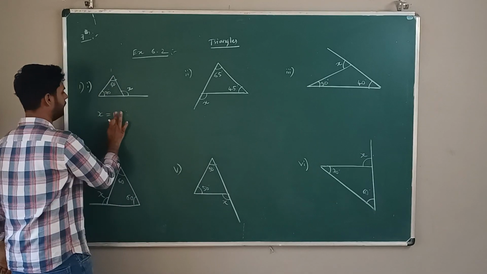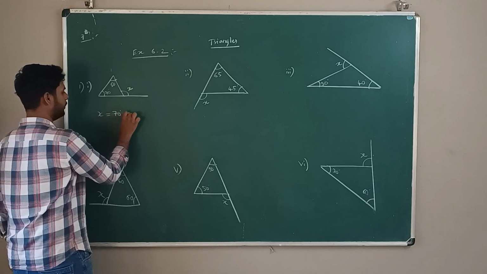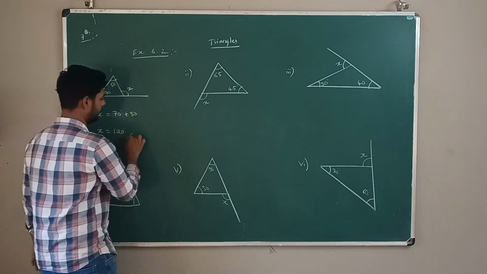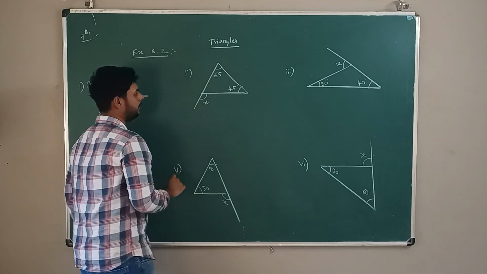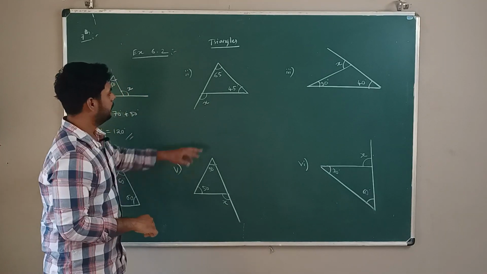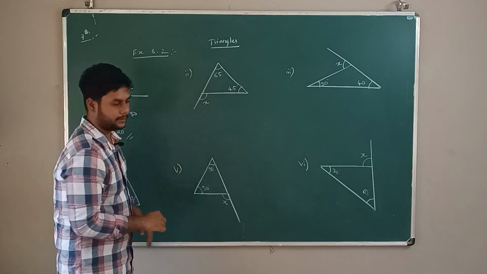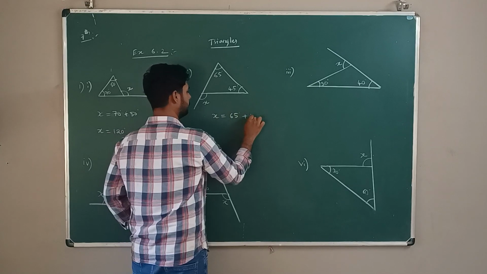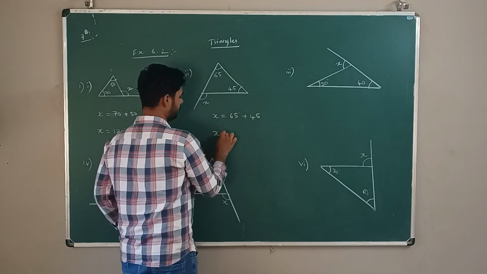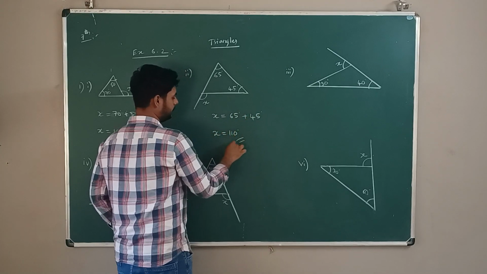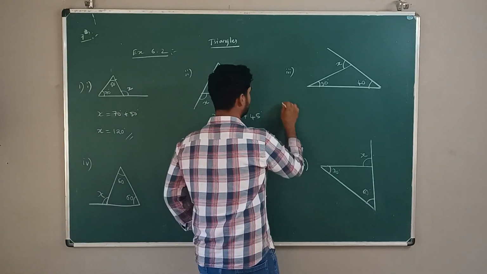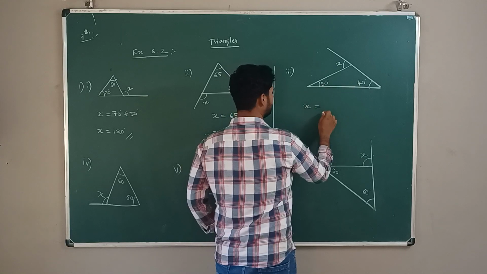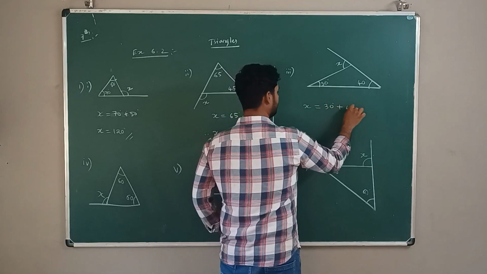Okay, you write like that. 70 degree plus 50 degree is equal to x, x is equal to 120 degree. Next, here x is equal to 60 plus 40, 100, 5 plus 5, 10, 110. So what we are doing here, x is equal to 65 degree plus 45 degree. Easy? Next, this one. x is equal to this plus this, 30 degree plus 40 degree.